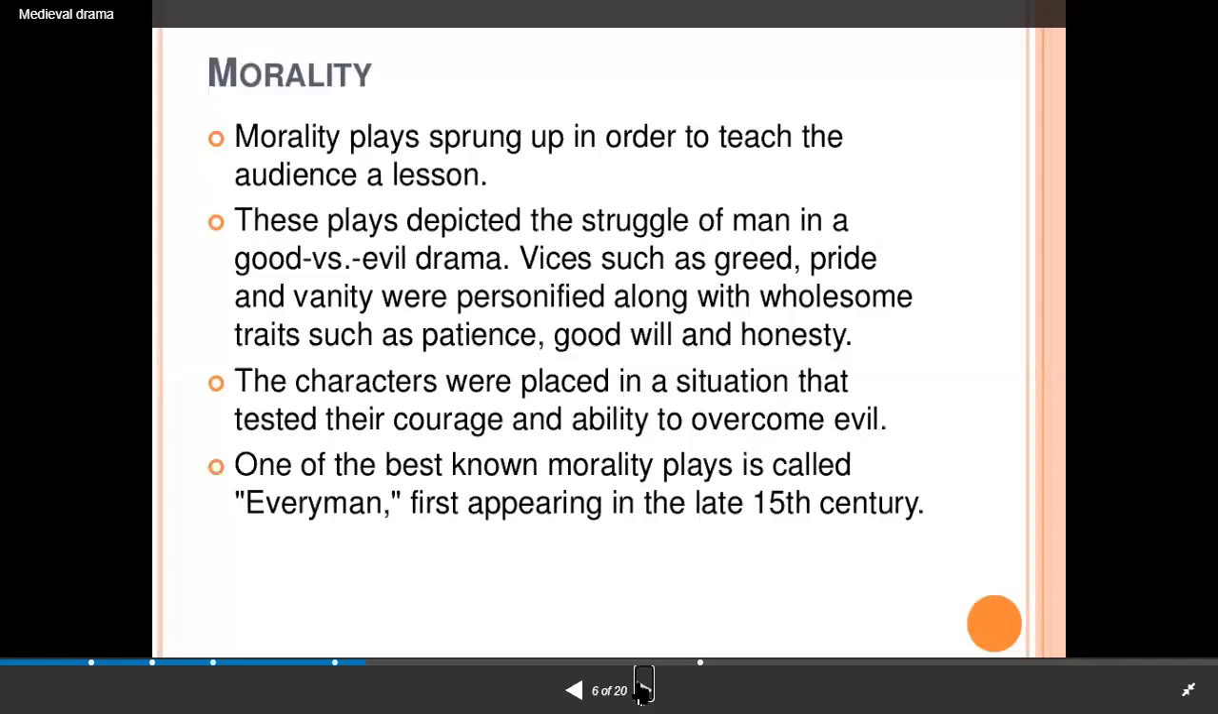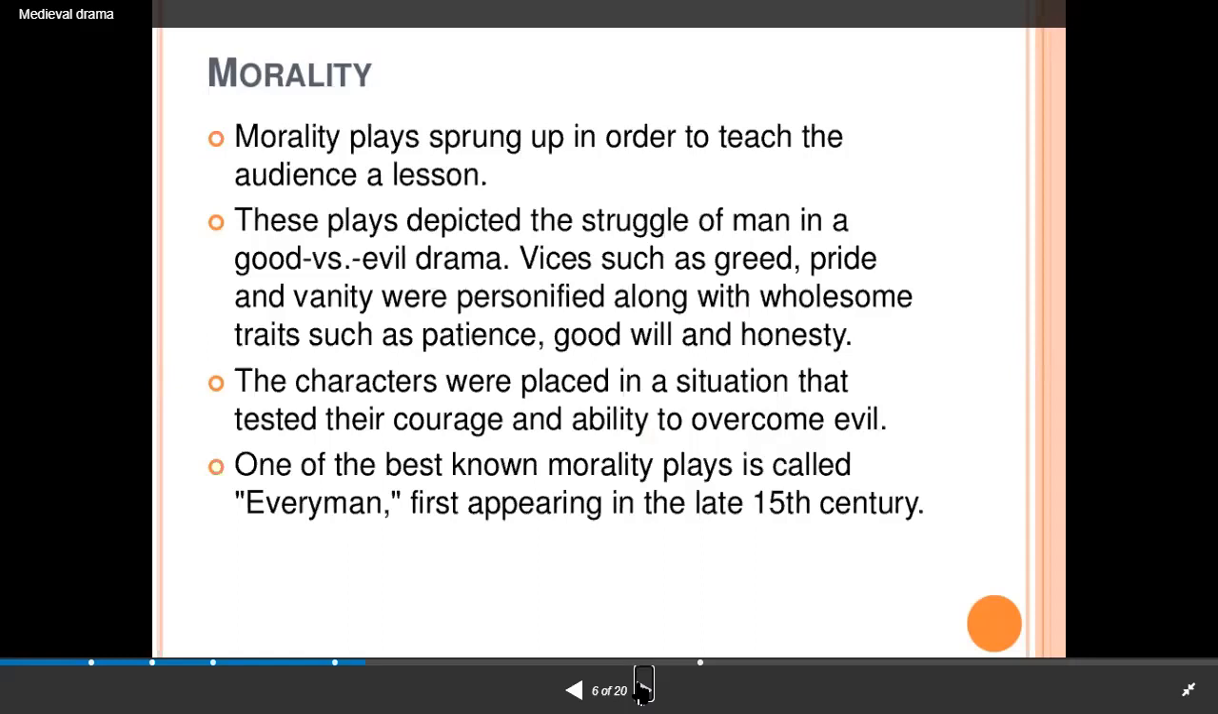Vices such as greed, pride, and vanity were portrayed, along with wholesome traits such as patience, goodwill, and honesty. They were the major dramas in which people were talked about. People were asked to consider what goodness is. And there has been a discussion in the modern era about whether the goodness defined in earlier times is really goodness. Is it really important for man to be honest in all situations? Is goodwill more important, or are individual needs and desires? And then patience: do we need to be patient in all situations?